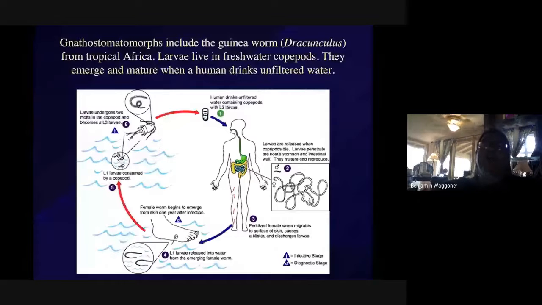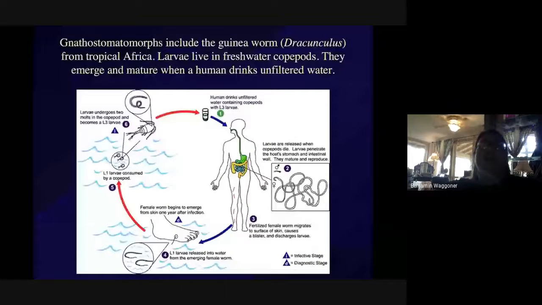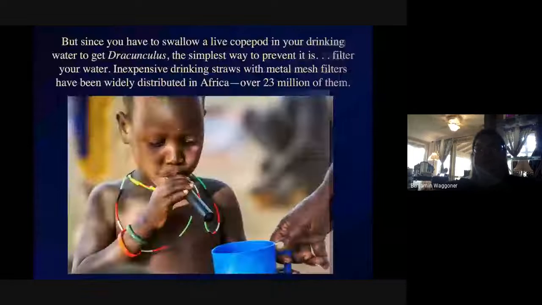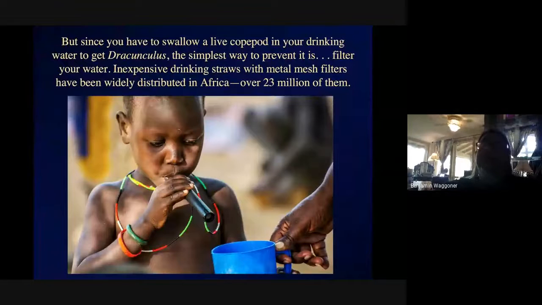All right. And this thing is pretty horrifying, but it's also one of the great success stories because in the 1980s, there were over 3 million cases of this a year, all over Africa, and I believe as far east as India and Pakistan at one point. But you have to swallow a live copepod in your drinking water to get this. And that creates a very easy place where you can break the life cycle, and that is filtering your water. Over 23 million drinking straws with mesh filters have been distributed in Africa. There you can see a little boy using his drinking straw to slurp up some water.